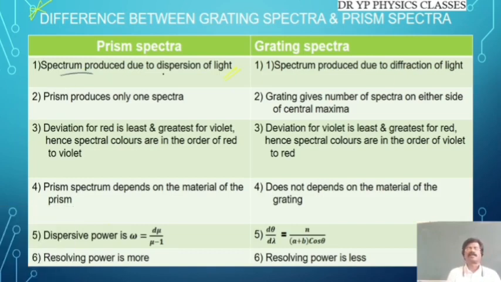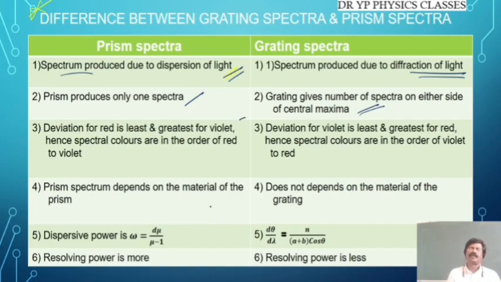In the case of the prism, the spectrum is produced due to the dispersion of light, whereas in the case of the grating, spectra are produced due to diffraction of light. A prism produces only one spectrum, but here we have multiple spectra. The grating gives a number of spectra on either side of the central maxima.